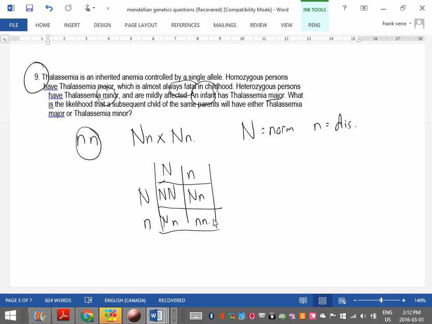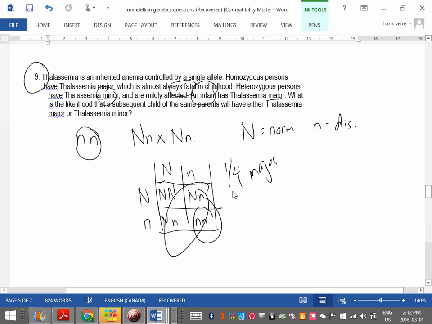So what are the chances that a child will have thalassemia major? Yep. 1/4, right? 1/4 for major. And what are the chances they'll have minor? Yep, 50%. 2 out of 4 is for minor. Okay? Yeah. Actually, the whole thing about blending, this is actually a good point. I'm glad you brought it up. The whole thing about blending, it's really interesting.